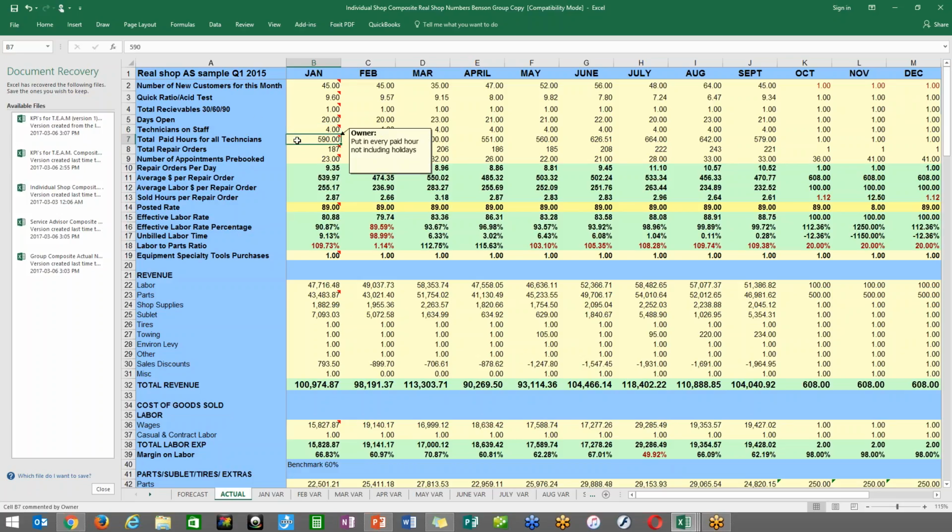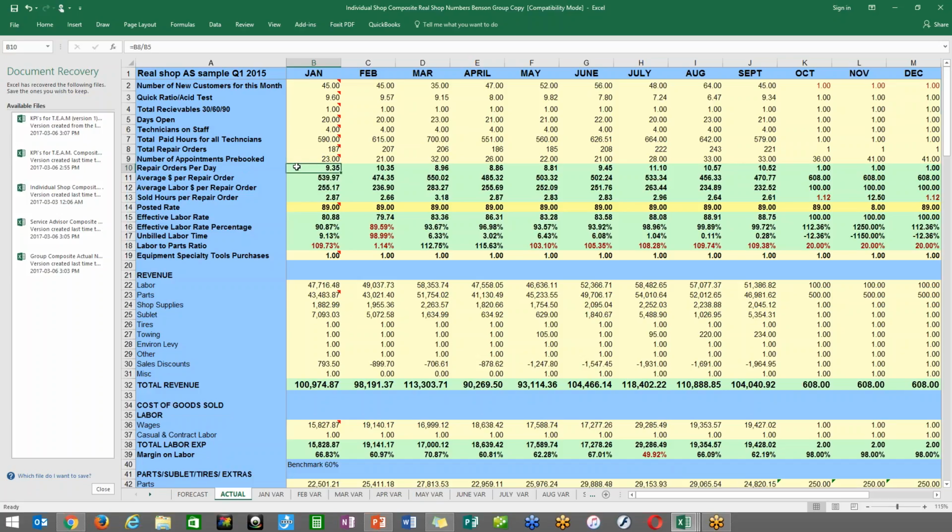Total hours paid to your technicians, and again, that would include yourself. Total number of repair orders you wrote for that month, 187 in this case. Number of appointments pre-booked, and we really want to take a look at more and more pre-booking. This group, by the way, this was in the first year, I believe, maybe a little bit into the second year for this group. And this shop got a lot better at it, but I'll cover that when we get into the training.